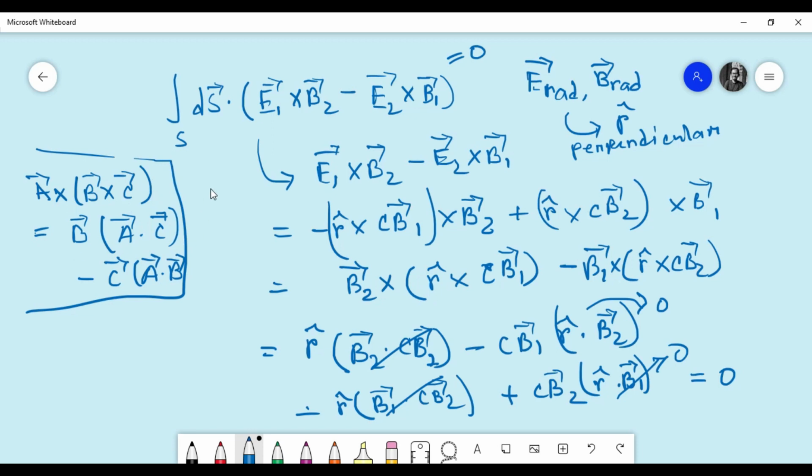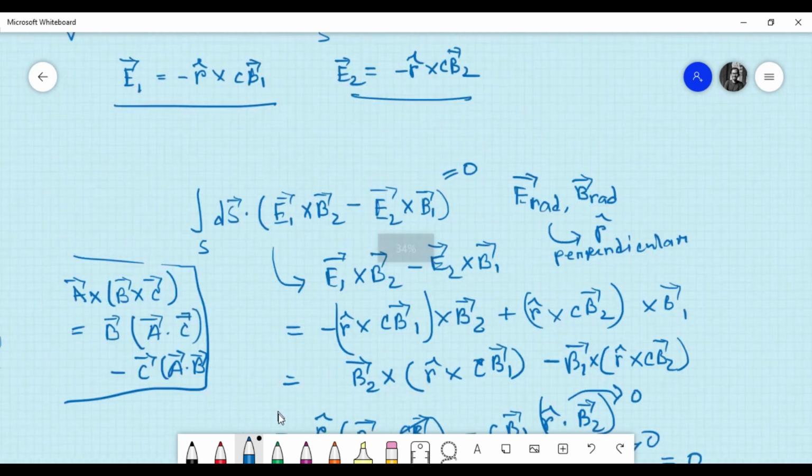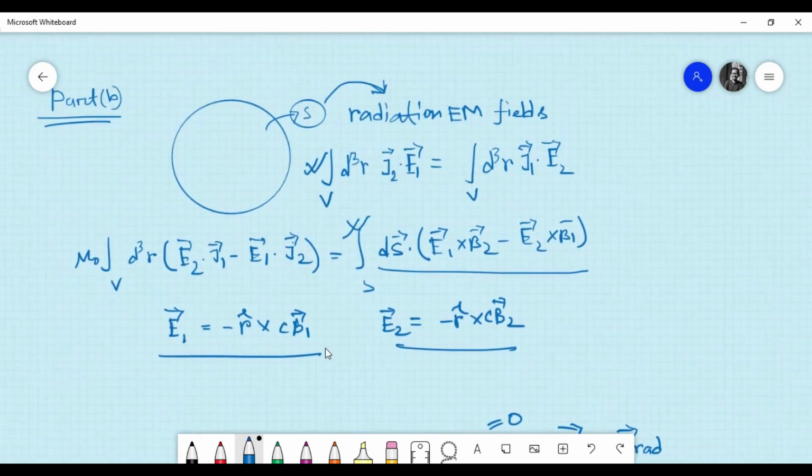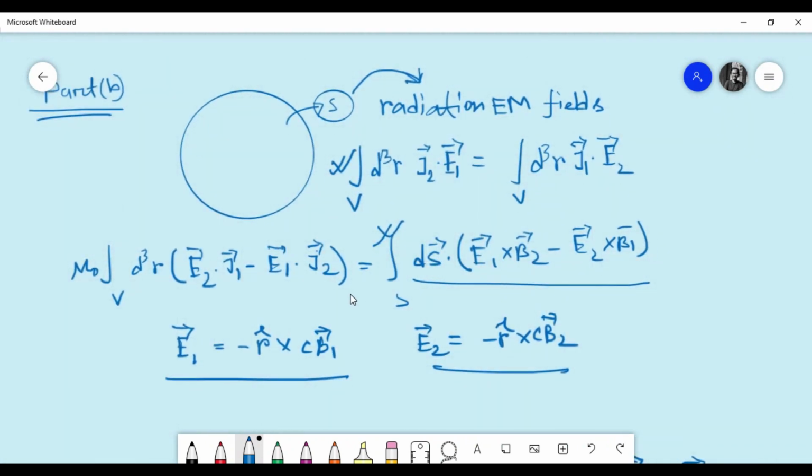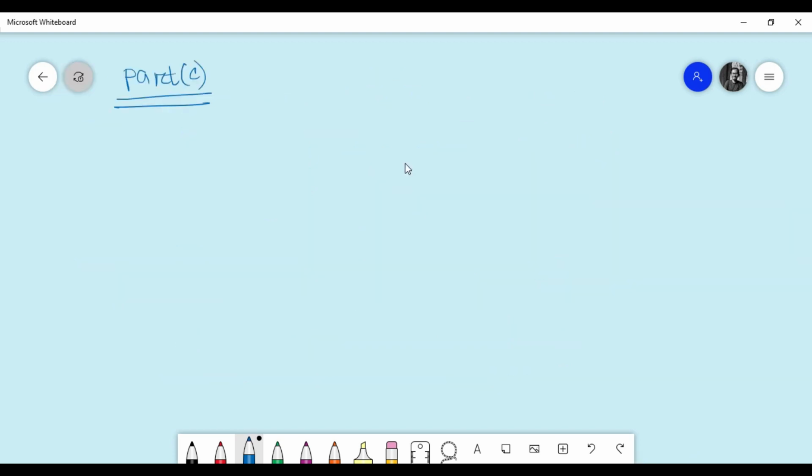And with that, we can move back here. As this integral is 0, we simply get this result. So part B is also solved. I hope you get my idea. Now let's move into part C of the problem.